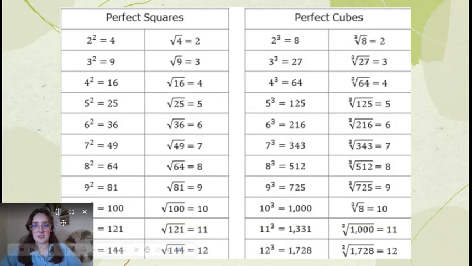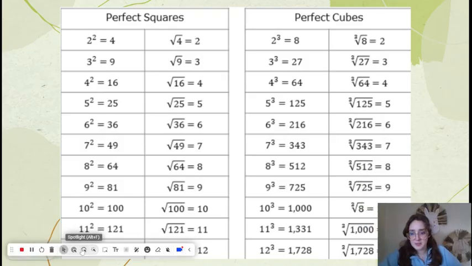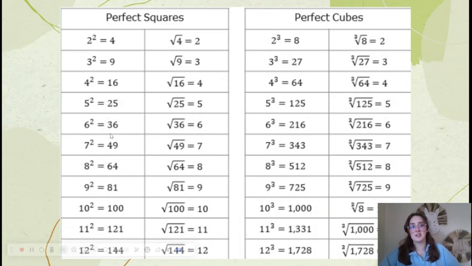All right, so these are all of the perfect squares and perfect cubes. Let me see if my spotlight will work. Nope, it's being weird today. My computer's not doing good.